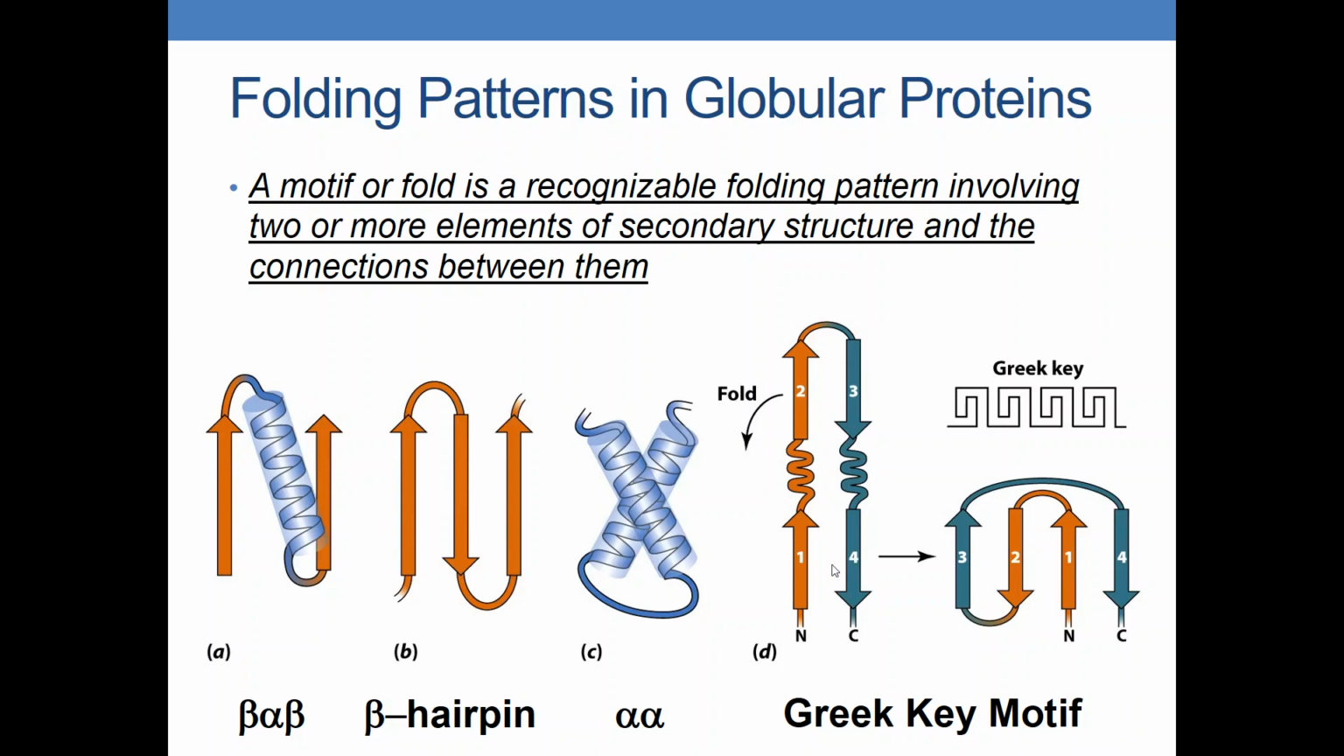Let's actually look at examples here. If we look at, for example, panel A, the beta alpha beta motif or fold, what you're going to see is a beta strand that is connected to another beta strand by an alpha helix. And this is important because these beta strands are parallel to one another. So beta strand, connection, this is actually something of a crossover connection, but here it's in the form of an alpha helix, and that feeds right into another beta strand. So this is a beta alpha beta motif.